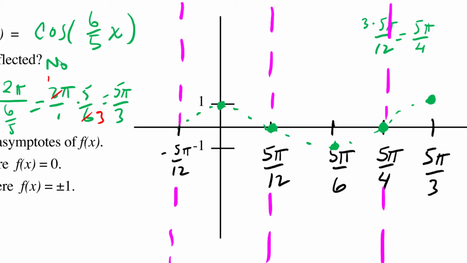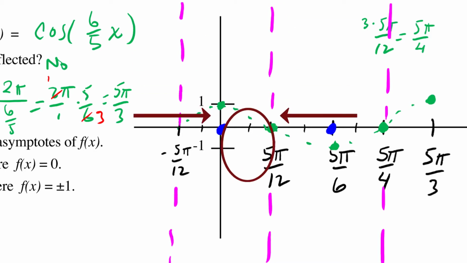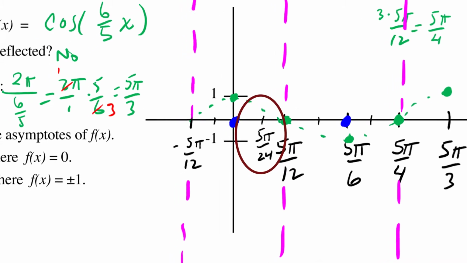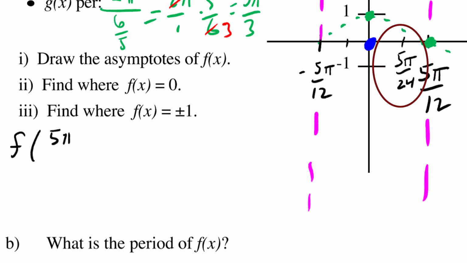Again, halfway between each pair of asymptotes is a 0. So a 0 at the origin and a 0 at 5 pi over 6. We now want to identify between the first 0 and the first asymptote at 5 pi over 12. Halfway there is 5 pi over 24. So we'll put that into f.